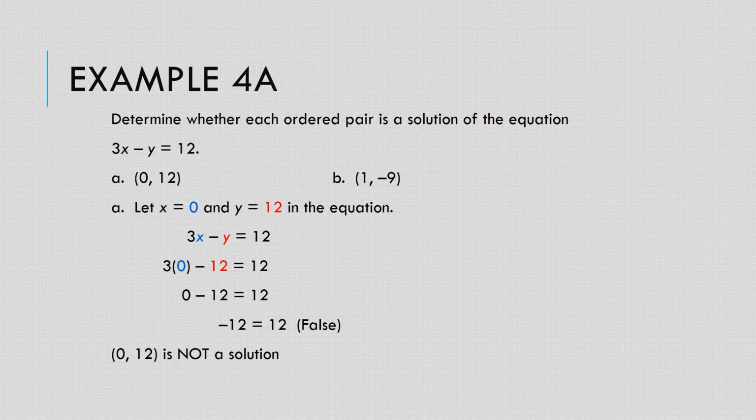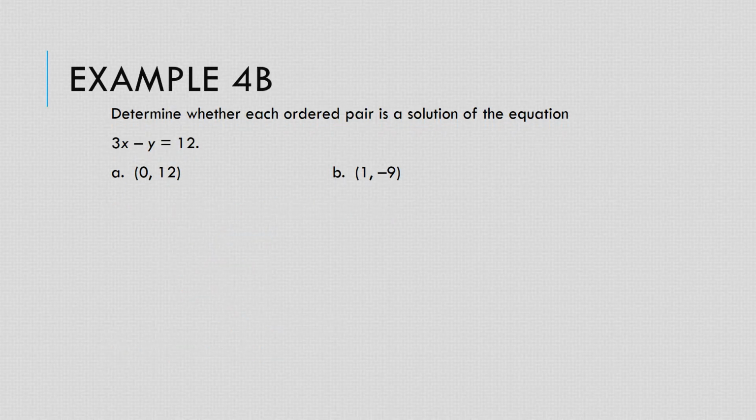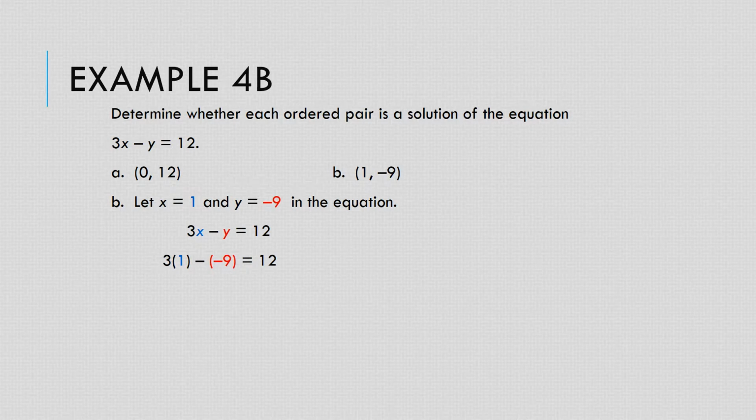So for this one, B is (1, negative 9). So again, I'm going to identify my x and my y. I'm going to plug them in for x and y in my equation. So where x is, I'm plugging in a 1, where y is, I'm plugging in a negative 9. I like to use parentheses to just kind of protect the values that I'm plugging in. And it reminds me that I'm also multiplying because parentheses means to multiply.